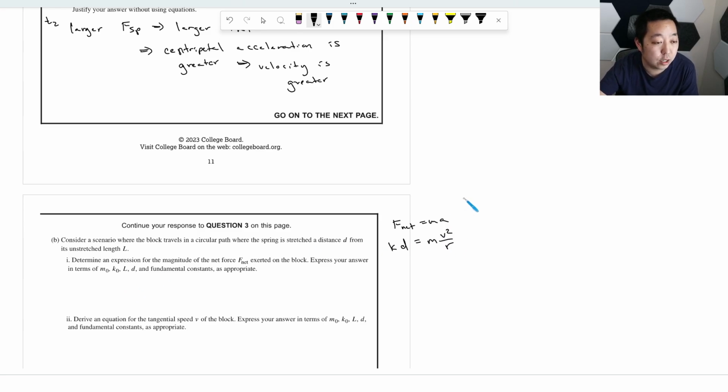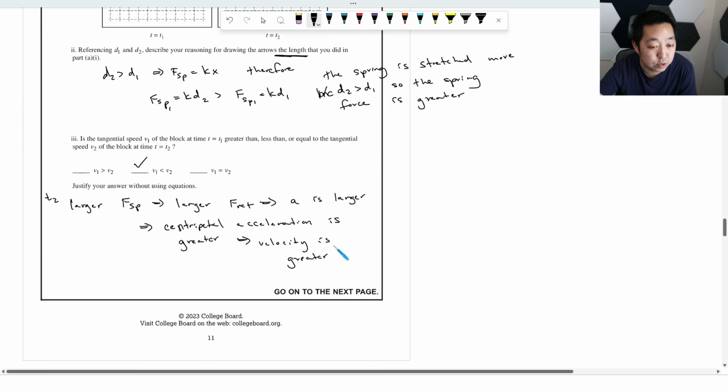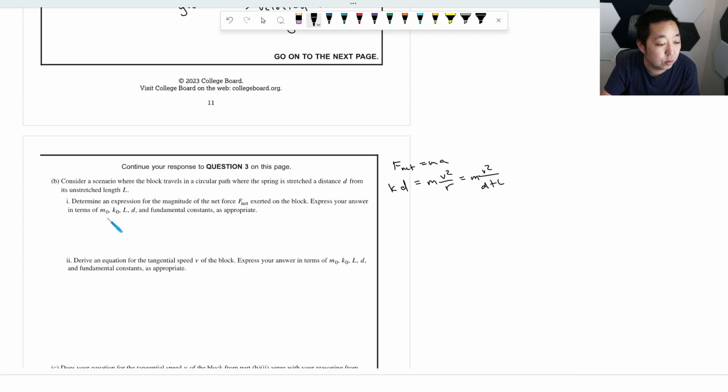Now, the r in this path is going to be d plus l. That's the radius of the path there, right? So we're going to use r equals d plus l, and you're going to get m v squared over d plus l. And then we're allowed to use m0 and k0, l and d, and I want to solve for the net force on this thing.